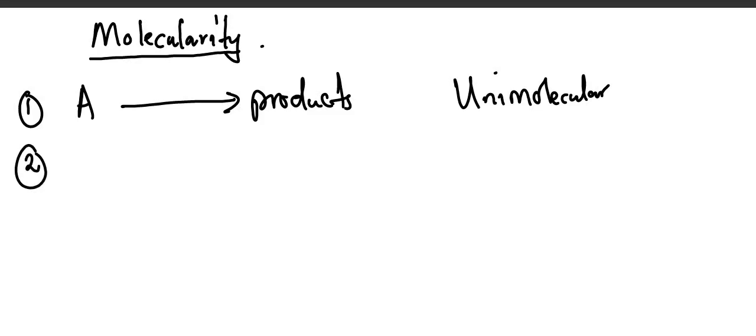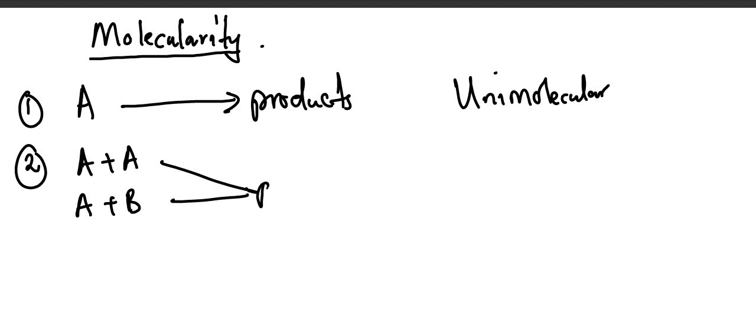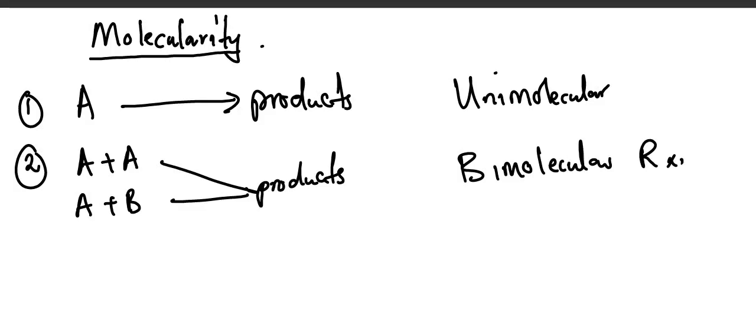Then if you have two, they could be the same thing or they could be totally different. For example, A plus B. We're just saying if these are responsible, if they are countable as 2. So this is the same as 2A, right? And then they are both responsible for the existence of the products. We call that type of reaction a bimolecular reaction. So RxN will represent reaction.